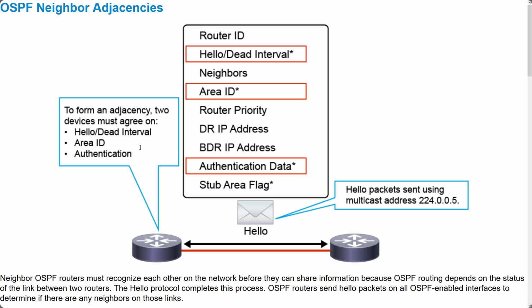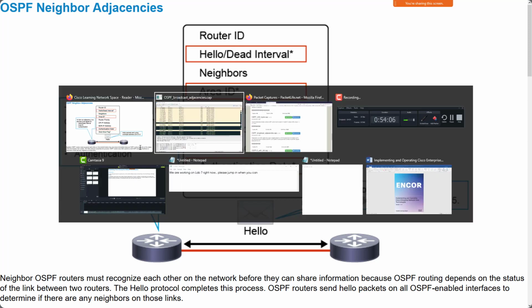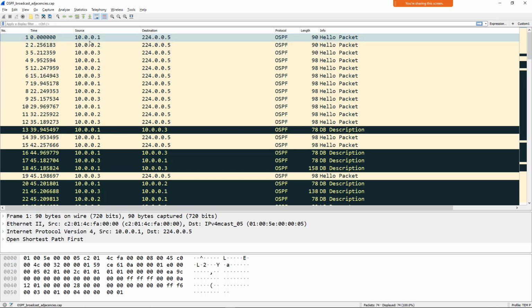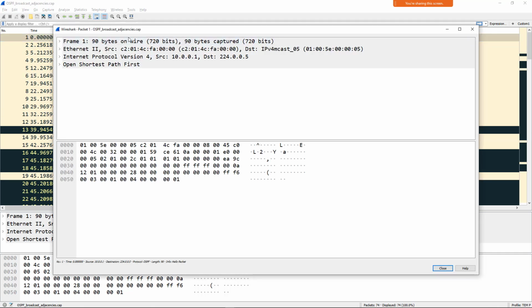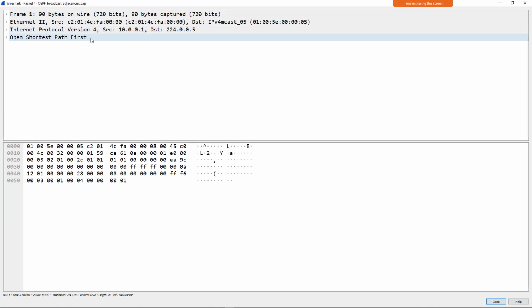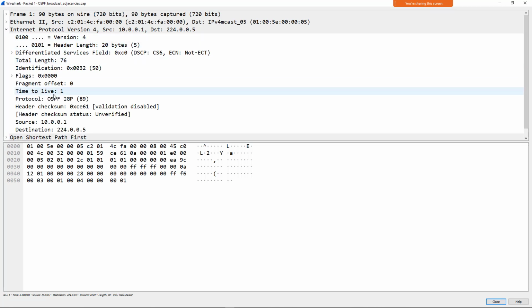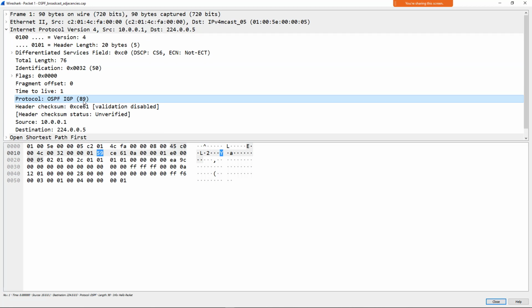So what about the adjacency process? In OSPF, it's a lot more complex than in EIGRP. In OSPF, there are several different things that need to match. And actually, let me do this. I wanted to get this OSPF capture so that we could look at some of the basic message types we have in OSPF, right? Now, remember what I said about EIGRP, right? EIGRP is encapsulated directly in IP. Well, guess what? OSPF is also encapsulated directly in IP. It's protocol number 89, all right?